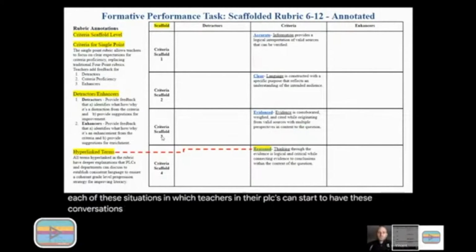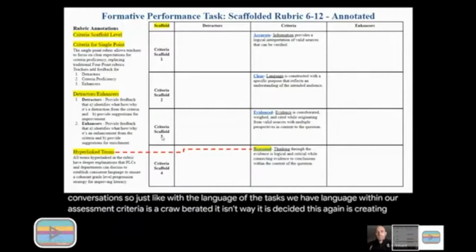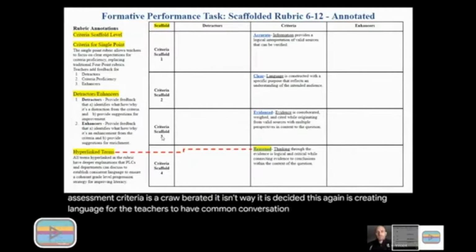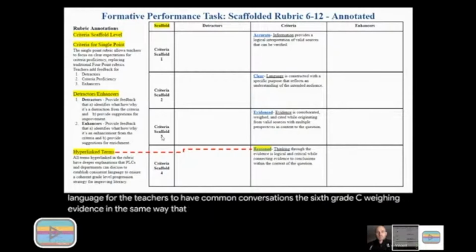So just like with the language of the task, we have language within our assessment criteria, using evidence as an example. Is it corroborated? Is it weighed? Is it decided? This again is creating language for the teachers to have common conversations. Does 6th grade see weighing evidence in the same way that 7th grade sees it? And how can they scaffold that understanding for their students?